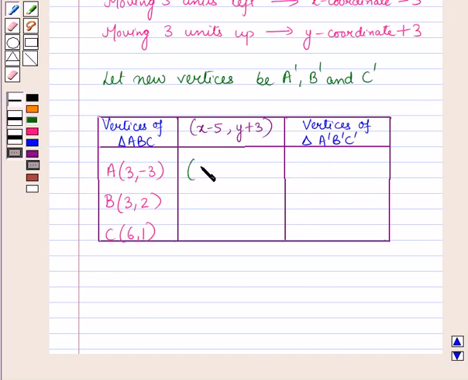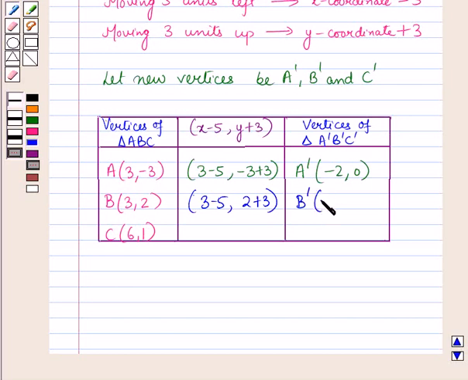Now subtracting 5 from the x coordinate and adding 3 to the y coordinate of vertex A, we get the new vertex A dash with coordinates -2, 0. Then again, subtracting 5 from x coordinate and adding 3 to y coordinate of vertex B, we get the new vertex B dash with coordinates -2, 5. Similarly, we get the vertex C dash with coordinates 1, 4.